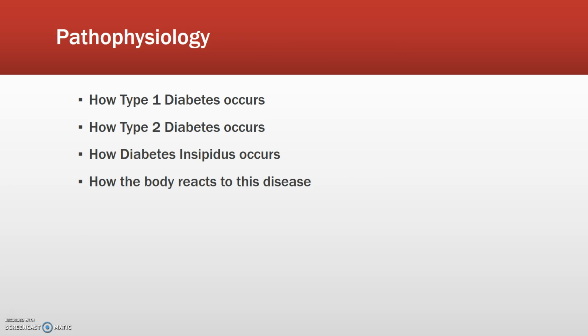So pathophysiology, we'll talk about how diabetes type 1 occurs, how type 2 diabetes occurs and the similarities and differences to those and the signs and symptoms throughout. We will talk about diabetes insipidus and then how the body reacts to this disease. So the pathophysiology behind the diabetic and what is going on inside the body as this process occurs.